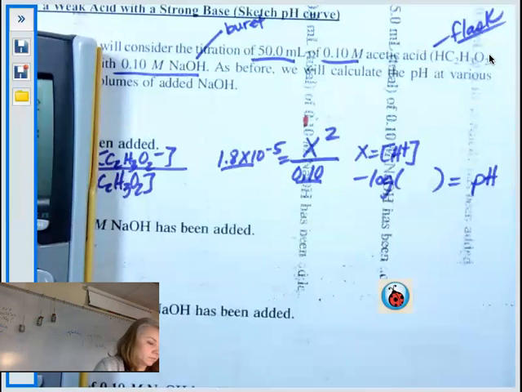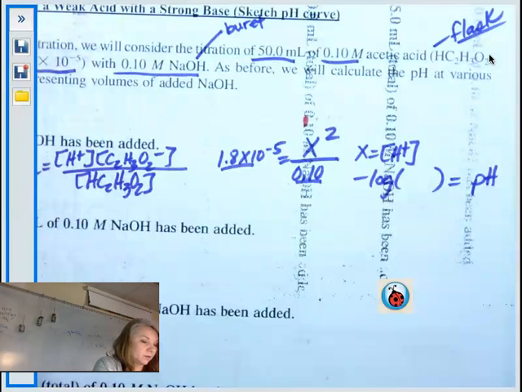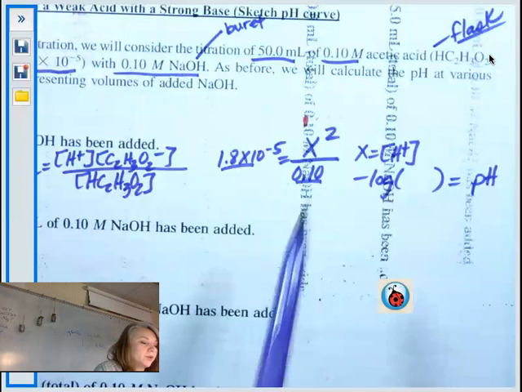Why are we doing negative log to find the pH? That's what they asked for us. Since no base has been added, why can't we do the Henderson-Hasselbalch with pKa? You could have. You could have done it either way. Log would have been 0, but we're adding no base to it. It's going to be true.